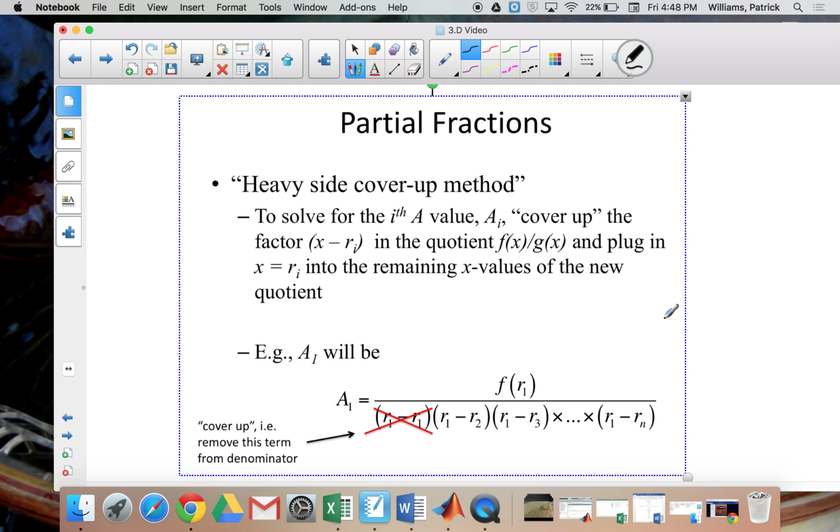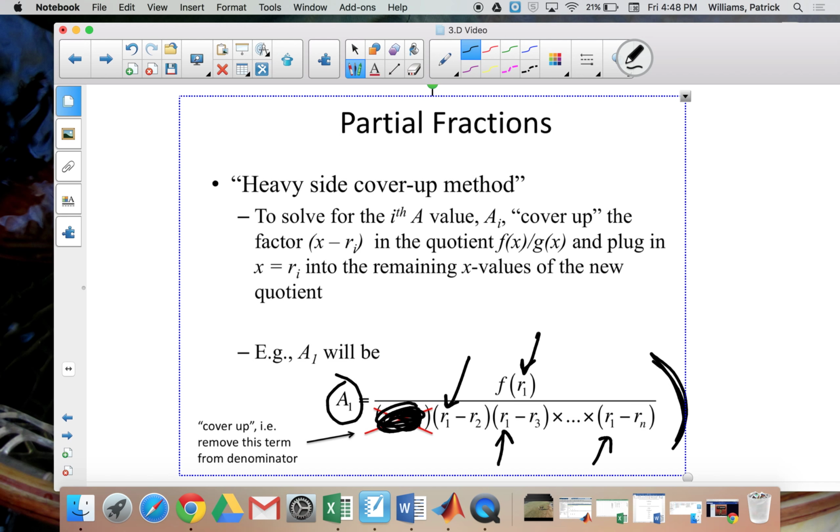But anyway, how we do that Heaviside cover-up method is to solve for these constants. We take basically that original quotient that we got, and we physically cover up with our hands the first factor. In this case, if we're solving for A1, that first constant, we cover up that first parentheses, or that first portion of the factor down below, and we plug in, notice that everywhere there was originally an x, now there is the root of that first function, okay?